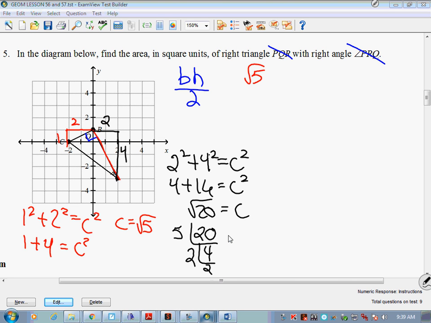2 radical 5. So this is radical 5 times 2 radical 5 divided by 2. Okay? What is radical 5 times 2 radical 5? Think about it more. What's that? 2 times 5. Okay? 2 times 5 is 10 divided by 2 is 5. So my area is 5 units squared.